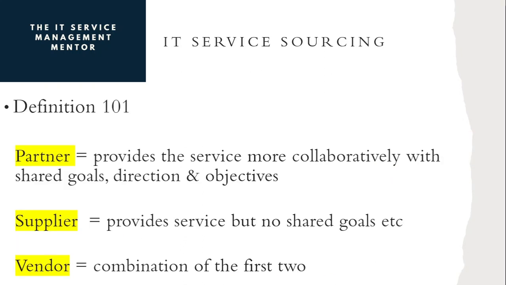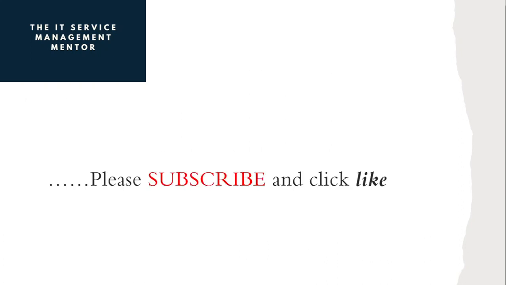And then finally, as we come to an end here, really definitions 101, when we talk about partners, that's more of a collaborative approach. So everyone's got a shared goal, shared direction, shared objectives. A supplier is more around providing a service. Here are the products, here are the services, but there are no shared goals, no shared outcomes, directions or objectives. And then a vendor, that is a combination of the partner and supplier.